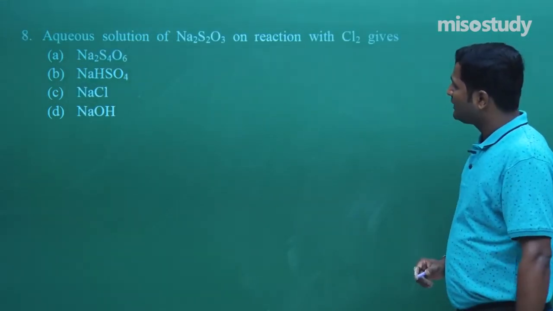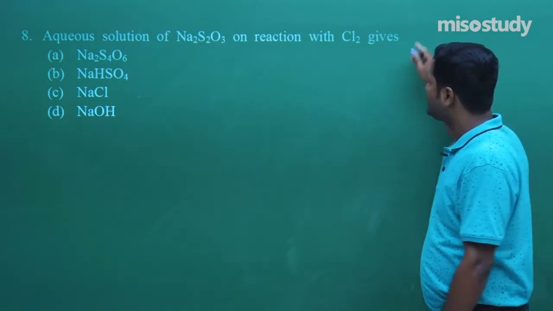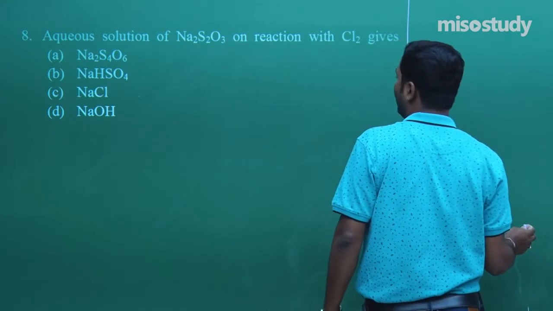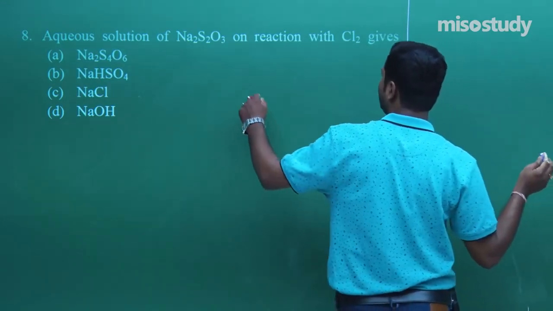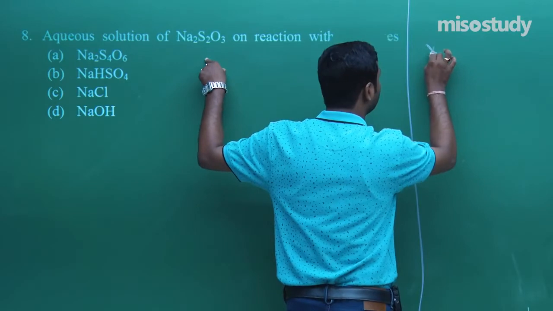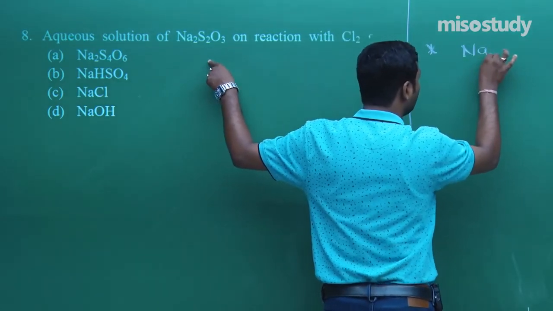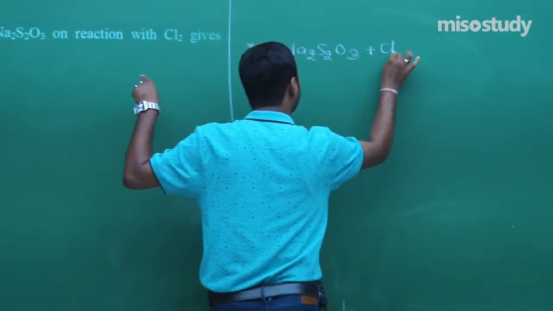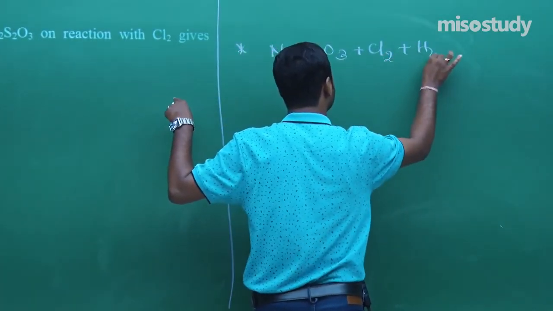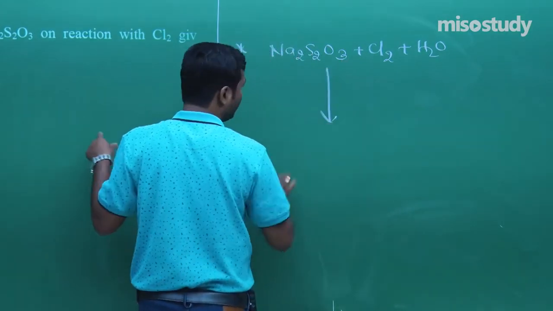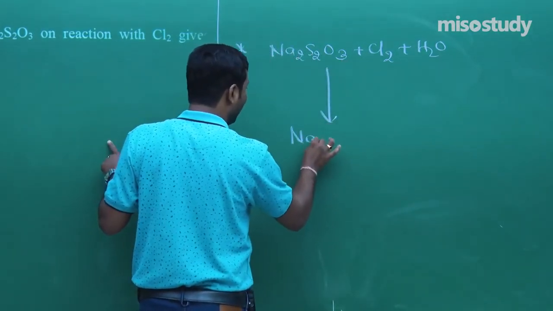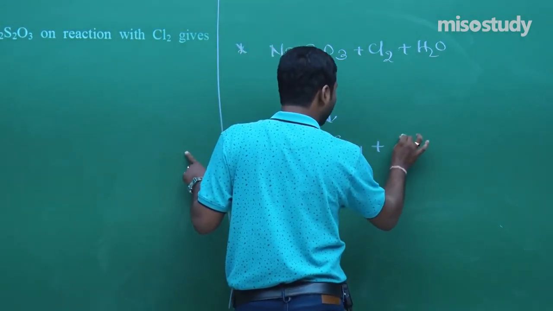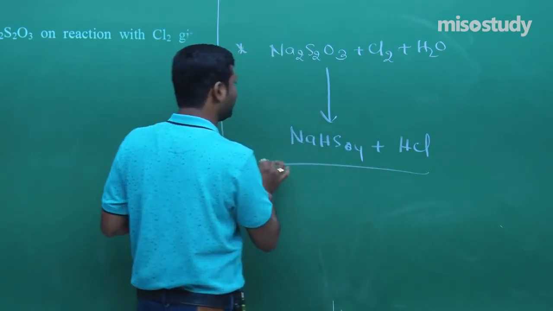My next question is question number 8. What is given? Aqueous solution of Na2S2O3, on reaction with Cl2. What will happen here? Na2S2O3 plus Cl2 in aqueous medium, that is H2O. Clear to you? What will it give? It will give you NaHSO4 and HCl. Remember this reaction? This is the reaction.